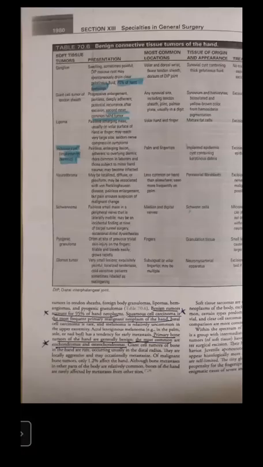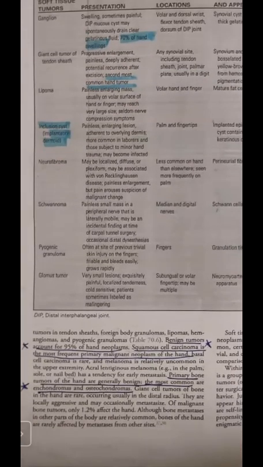Benign tumors are most common, 95%. SCC is the most common malignant neoplasm. Primary bone tumors of the hand are benign. The most common benign bone tumors of the hand are enchondroma and osteochondroma.